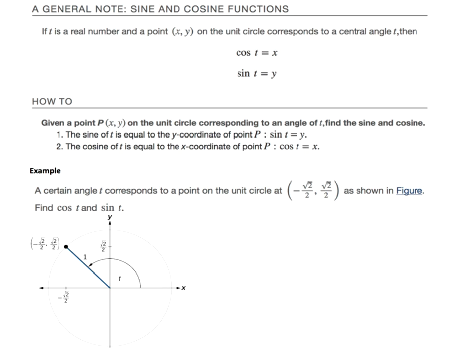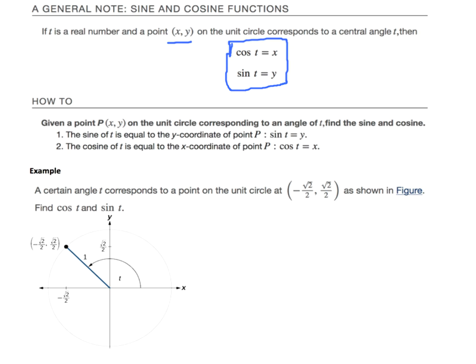Okay, so if t is a real number, remember t is standing for the measurement of that angle, and the point (x, y) on the unit circle corresponds to that central angle t, then we have the cosine of t equals x, the sine of t equals y. This is just summing up everything we just saw happen on those pictures of the unit circle a moment ago.